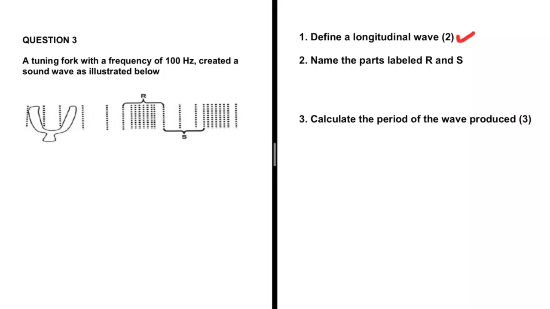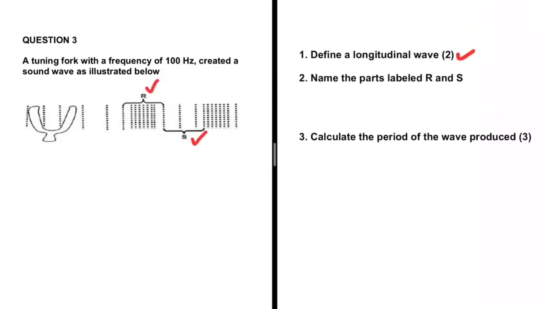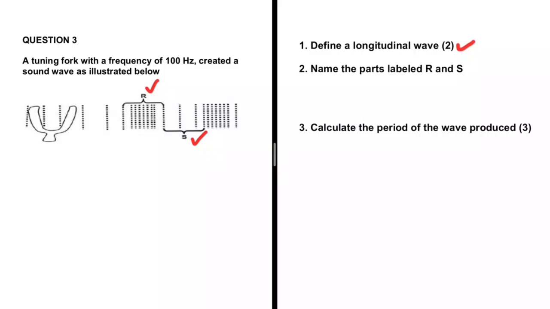The second question: name the paths labeled R and S. So let's take a look at what's happening. A tuning fork with a frequency of 100 Hz created a sound wave as illustrated below. Here is our part R and here is our part S. Part R is a region of high pressure. A region of high pressure in a longitudinal wave, we call a compression. So R is a compression. It's a region of high pressure.